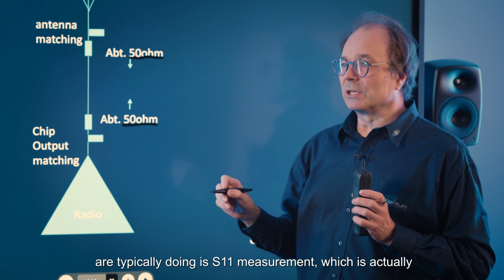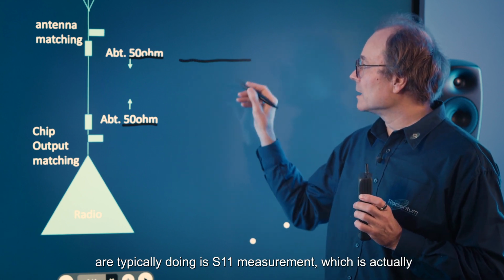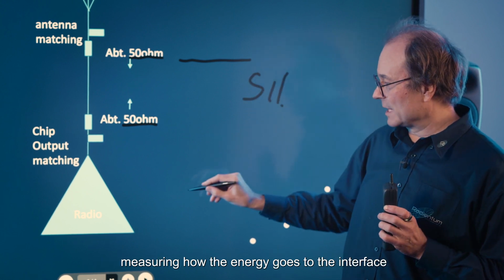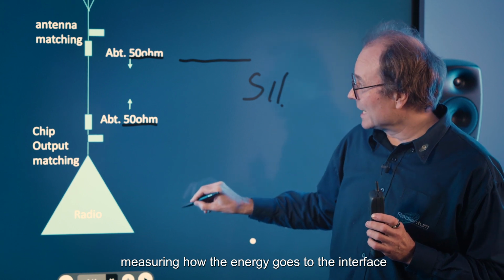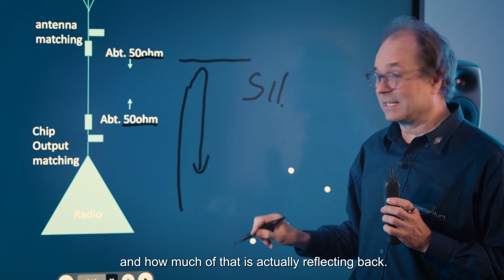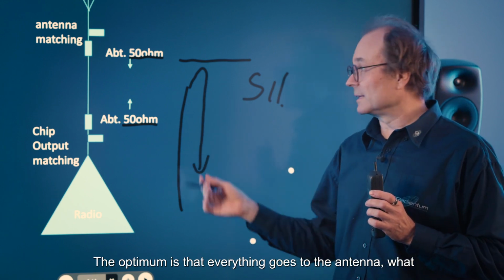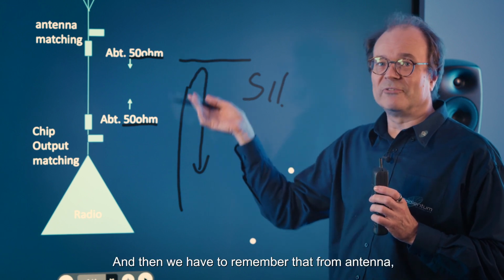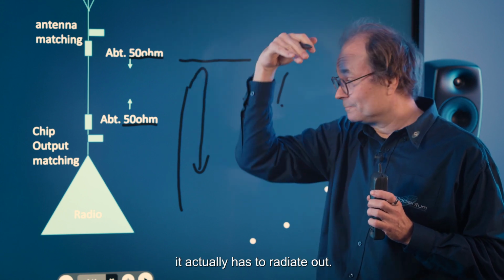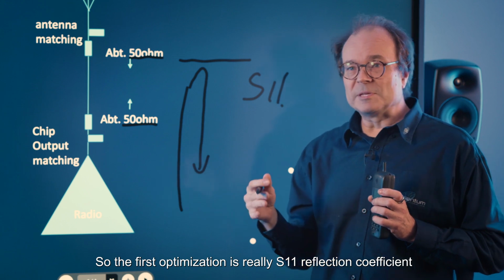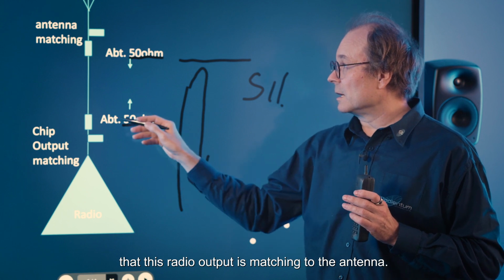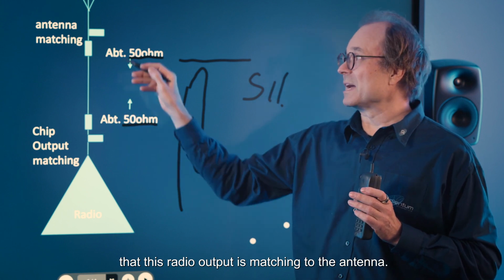The measurement you are typically doing is S11 measurement, which is measuring how the energy goes to the interface and how much of that is reflecting back. The optimum is that everything you are feeding goes to the antenna, and then we have to remember that from the antenna it actually has to radiate out. So the first optimization is really the S11 reflection coefficient, that the radio output is matching to the antenna.